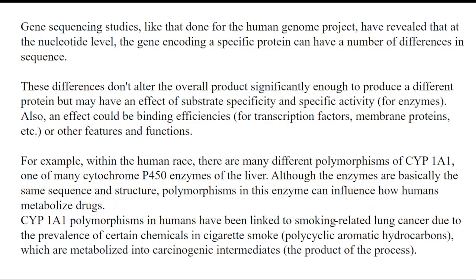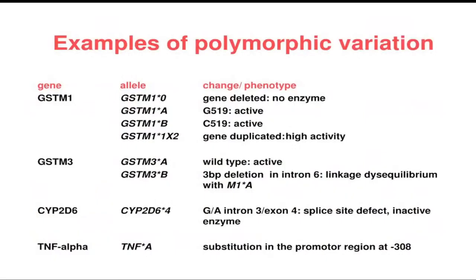CYP1A1 polymorphisms in humans have been linked to smoking-related lung cancer due to the prevalence of certain chemicals in cigarette smoke: polycyclic aromatic hydrocarbons, which are metabolized into carcinogenic intermediates as a product of the process. There are different changes in alleles and they provide different phenotypes. Here you see the examples.